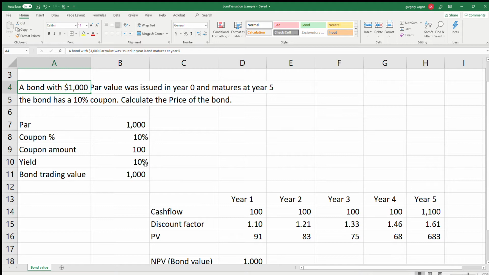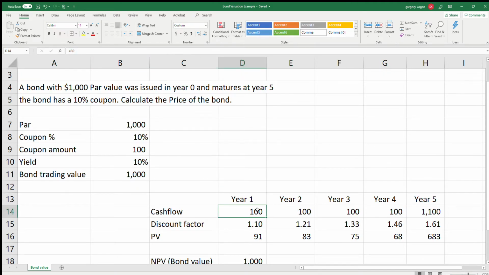So how do we do this? And I encourage you to play with this Excel file. I will provide it to you. How do we do this? We basically look at the cash flow, so it's $100 a year because that's 10%.